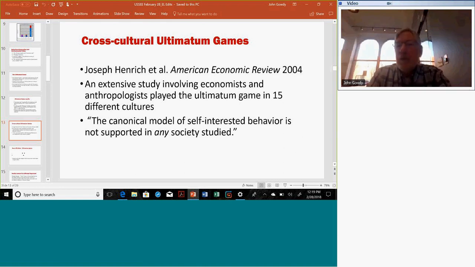Now, the results varied a lot. Some cultures gave very high offers, and these offers were rejected. Other cultures gave low offers, and they were accepted. But you had to understand how the different economies in these cultures work to make good predictions.